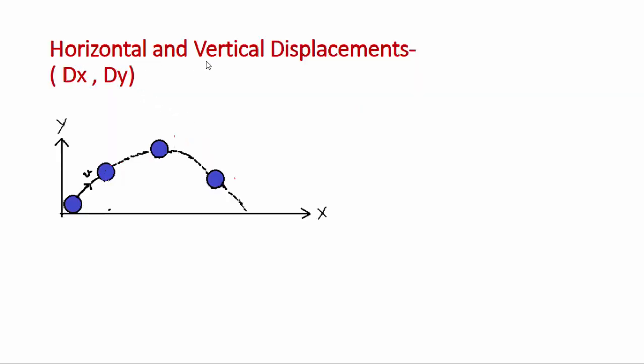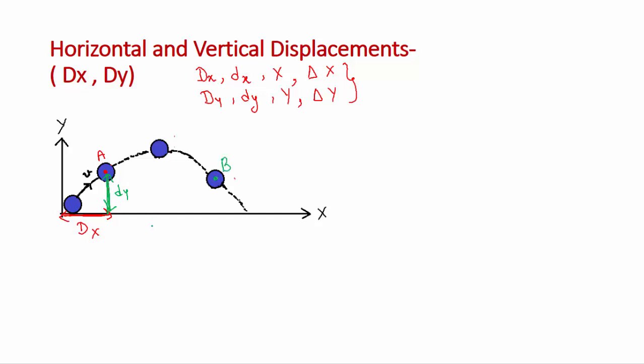Next is horizontal and vertical displacements. Horizontal displacement is represented by dx or simply x or delta x. Vertical displacement is represented by dy or y or delta y. So suppose the object is at this point A, its horizontal displacement would be this one. This would be dx. And the vertical displacement would be this one. The same way, if the ball is at point B, then its horizontal displacement would be from the initial point up to this point, and dy would be this length.